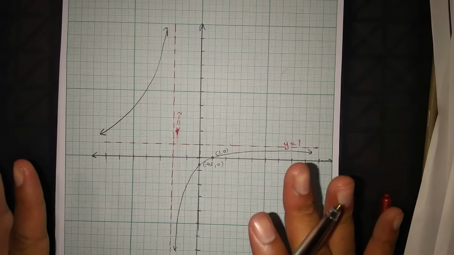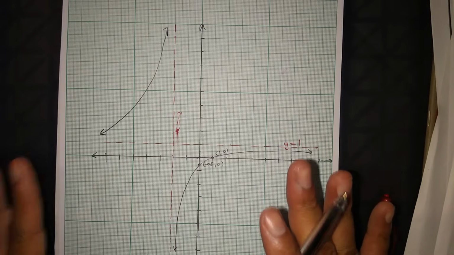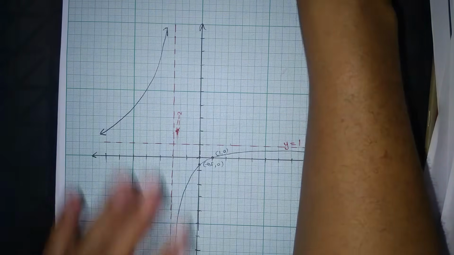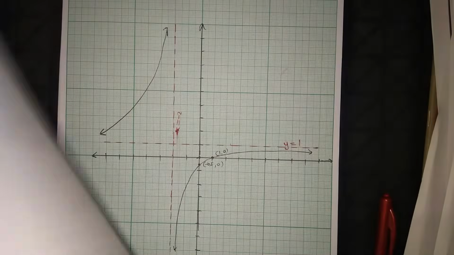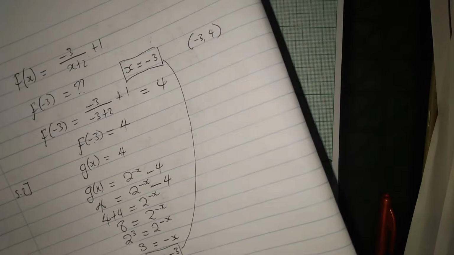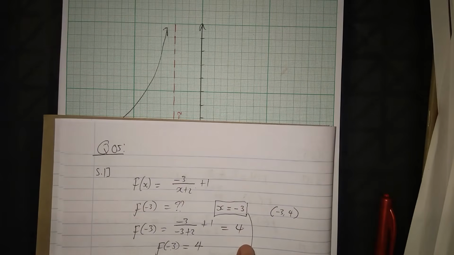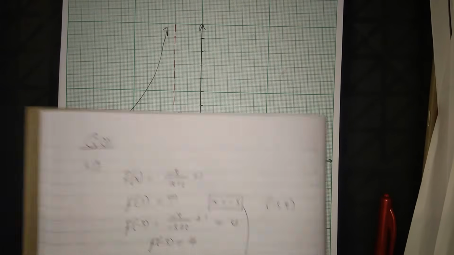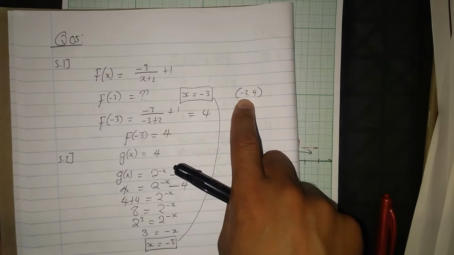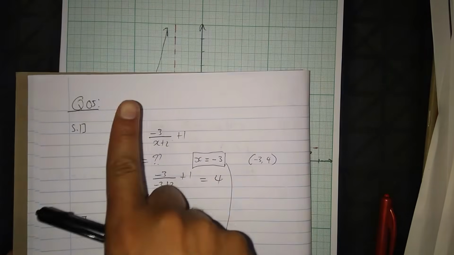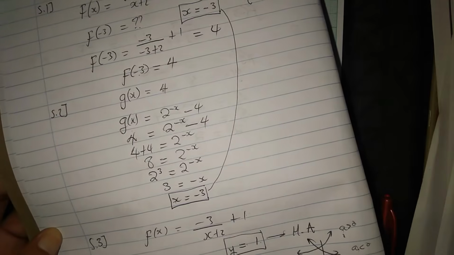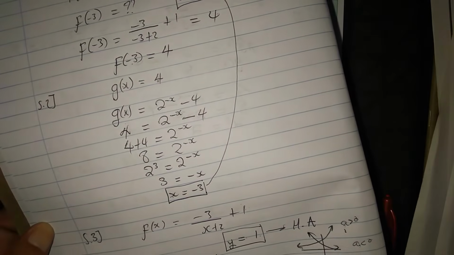So we are done with that one, f of x. Now let's go to g of x. Now let's do g of x. And then yes. Let's say this is the point of intersection. Now this -3 and 4 is very rough. But for now, as we go to g of x, what else did we do for g of x?